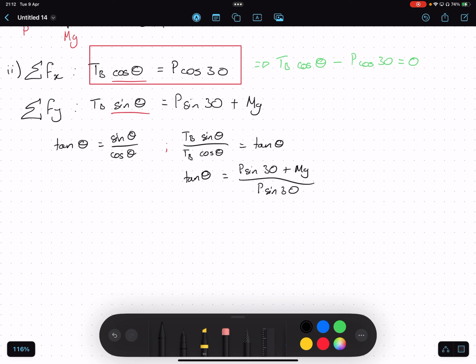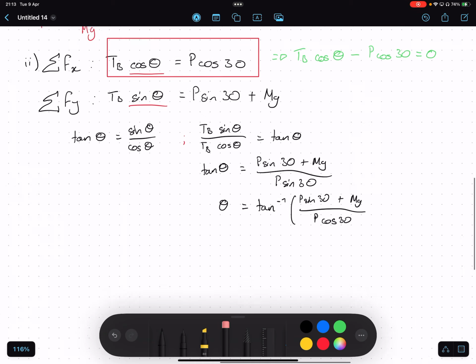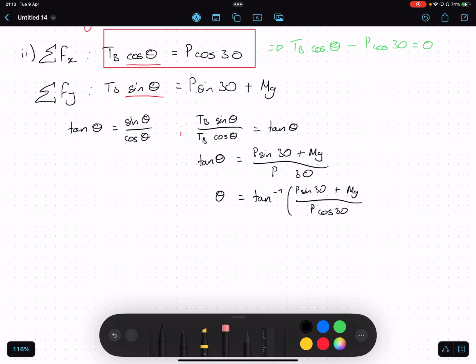Fantastic. And finally, to find our angle, we'll rearrange and say that inverse tan, or the arc tan, will give us our angle: theta equals arctan of P sine 30 plus mg divided by P cos 30. Let's just double check that I haven't made that mistake anywhere else. We've made it up here. Cos 30. And that all seems good to go. So that's us found our angle.